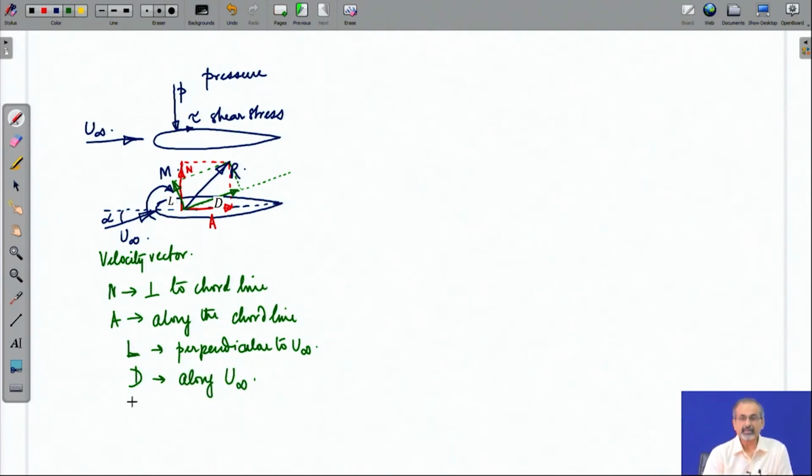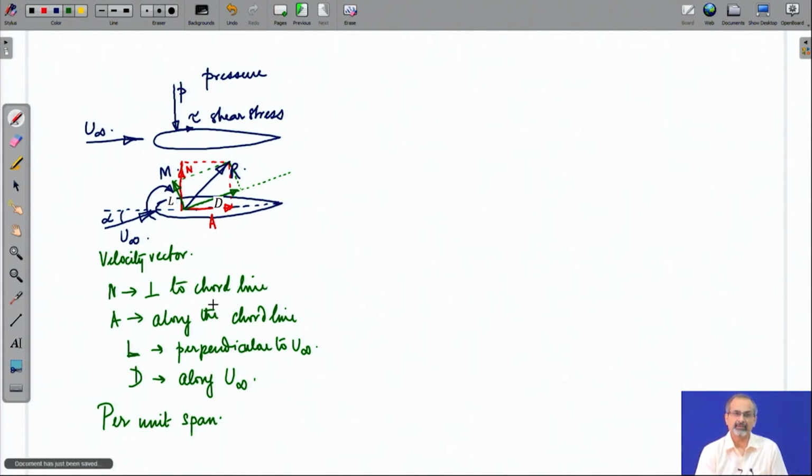Again, here we are considering that these forces are per unit span, in the sense that this airfoil section has a unit depth, and accordingly the force which would act on the airfoil section having that unit depth is what is considered over here. Now, the overall distribution of pressure and shear stress gives rise to the force and the moment that we are talking about.